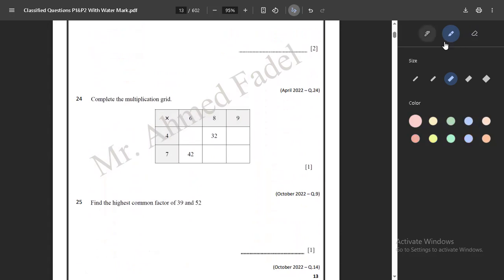Complete this. Just normal multiplication. 4 by 6 is 24. 4 by 9 is 36. 7 times 6 is 42. 7 times 8 is 56. 7 times 9 is 63.